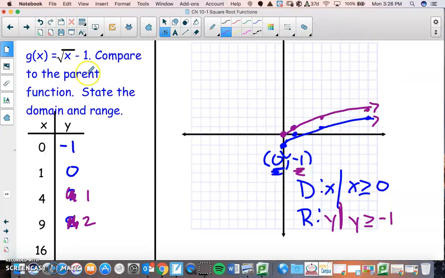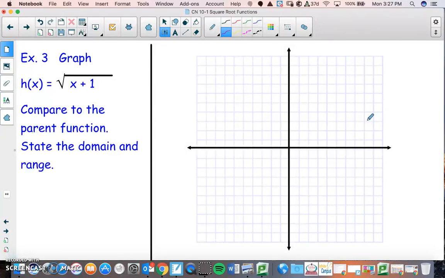You'll notice that with this -1 on the outside, our entire graph shifted down 1. So there's just a translation of being down 1. And that's what happens. Now, when we have numbers that are on the inside, let's see what happens here.